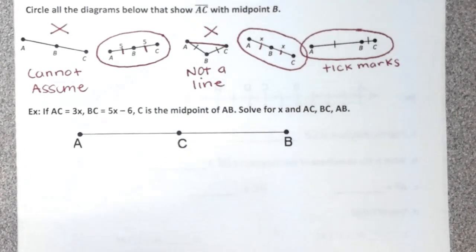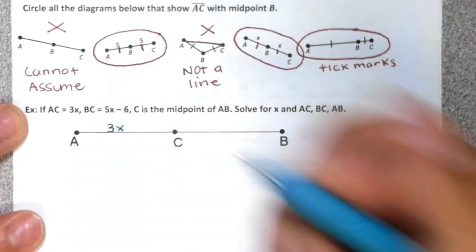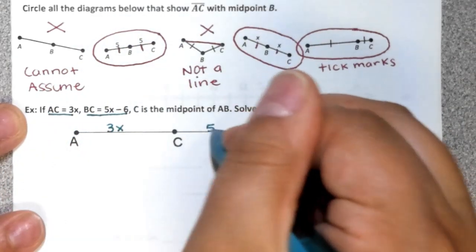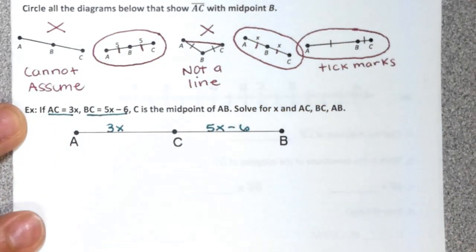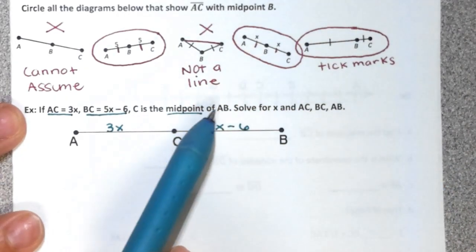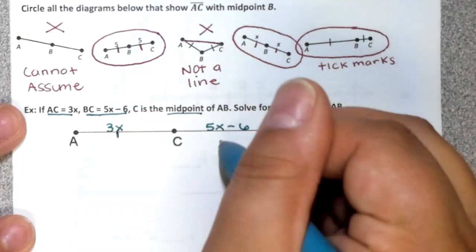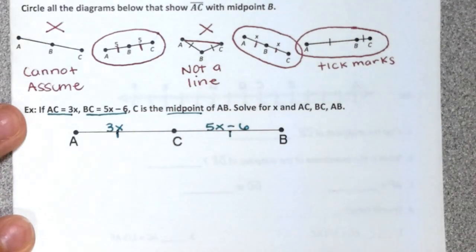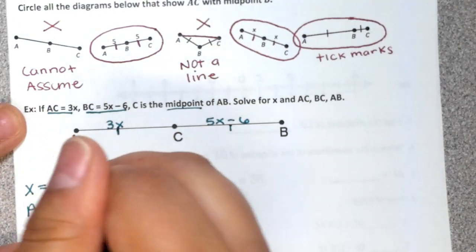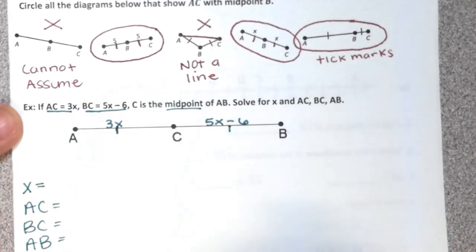All right, now we're going to get to solving equations, the nitty-gritty of midpoint. So for this one, it tells you AC is 3x, so I'm going to put a 3x right here, and BC is 5x minus 6. If C is the midpoint, it's telling you. If it does not say this, you cannot assume that. I'm telling you it's the midpoint, so I'm going to add my tick marks. Solve for X, AC, BC, and AB.